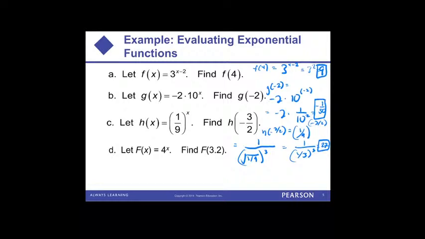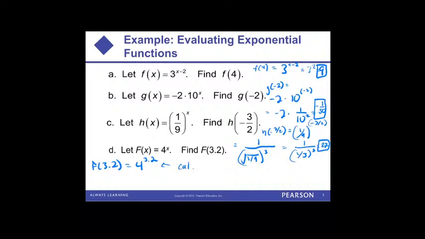The last one is let f of x be 4 to the power of x. Now if we want to do f of 3.2, that means we're doing 4 to the power of 3.2. I would just use the calculator. Okay, let's see how we did on these others.